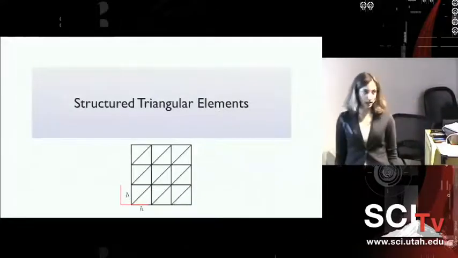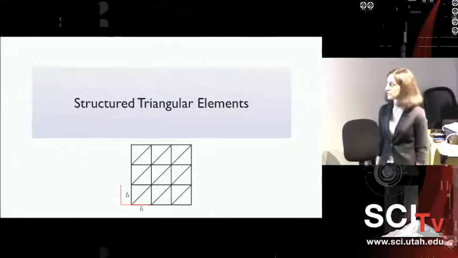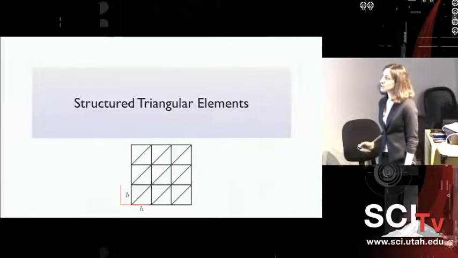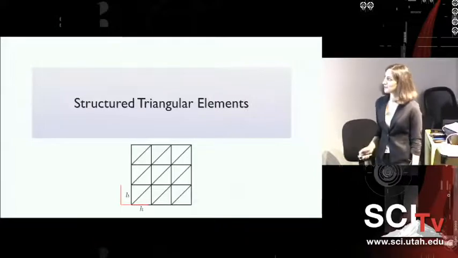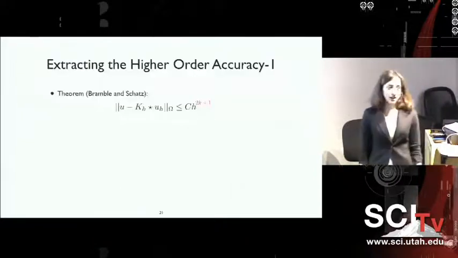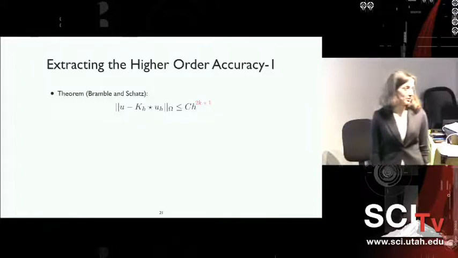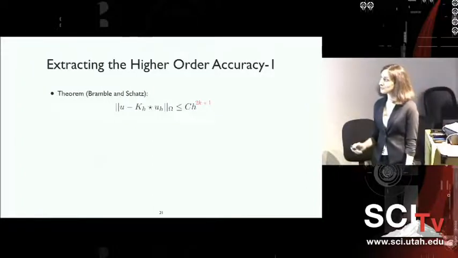Next, I'm going to talk about the extension and application of this filter for structured triangular elements, as shown in this picture. So this is size H. These are supposed to overlap with these, but they don't. Okay. So I first talk a little about the mathematical foundations of our work.